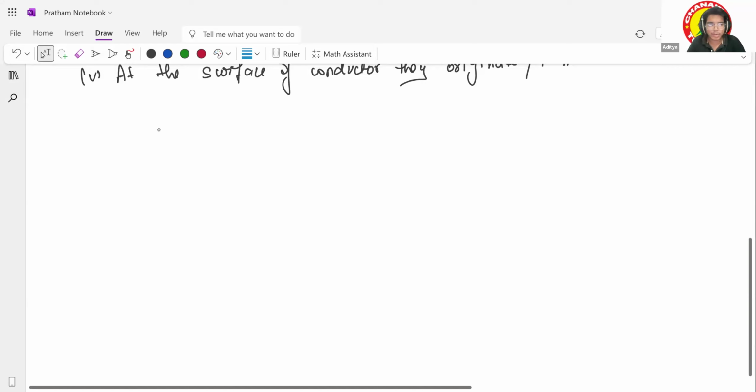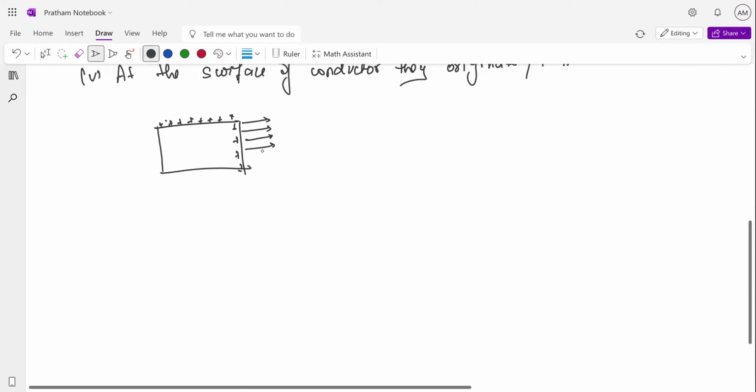But if I say this is a block, a conducting block, and you have, let's say, charges at this surface, and if I ask you in what direction your electric field will look like, will it look like this, or will it look like this? Perpendicular. Perpendicular, right?